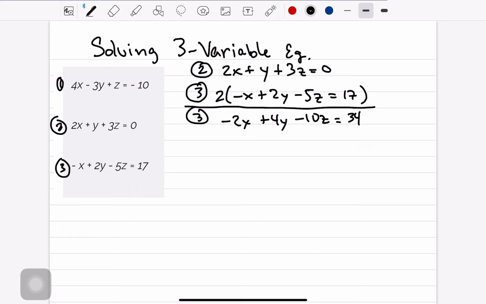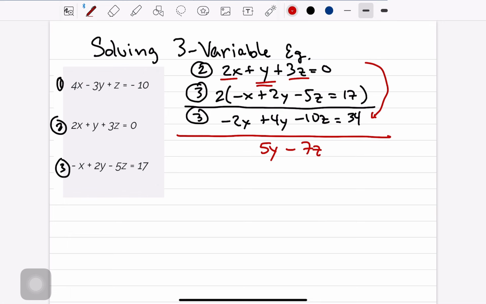Okay, now I'm going to take equation 2 and equation 3 and add them together. So as you can see, everything's lined up. I just need to add them together. So I'm going to draw one more line so I can have my results right below that. So 2x minus 2x is 0, so I'm not going to write anything. Then y plus 4y, that's 5y. And then 3z plus negative 10z, that's going to give me minus 7z equals 34.